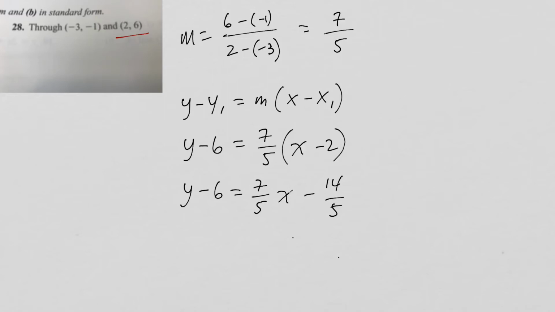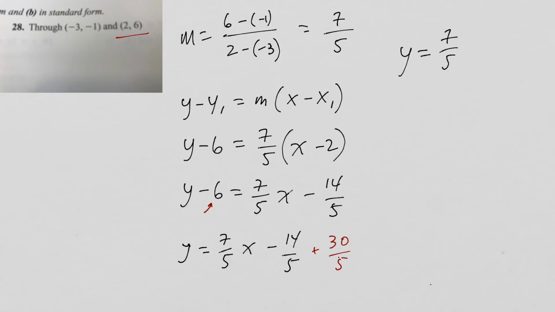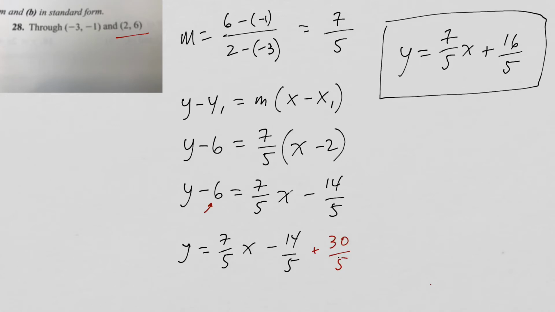And finally, I'm going to add the 6 to each side. So y is equal to 7/5 x. Let's do this. I'll put minus 14/5 plus 30/5. This is 30/5. Okay? And so I'll get y is equal to 7/5 x plus 16/5. This is slope-intercept form, and that's part A.